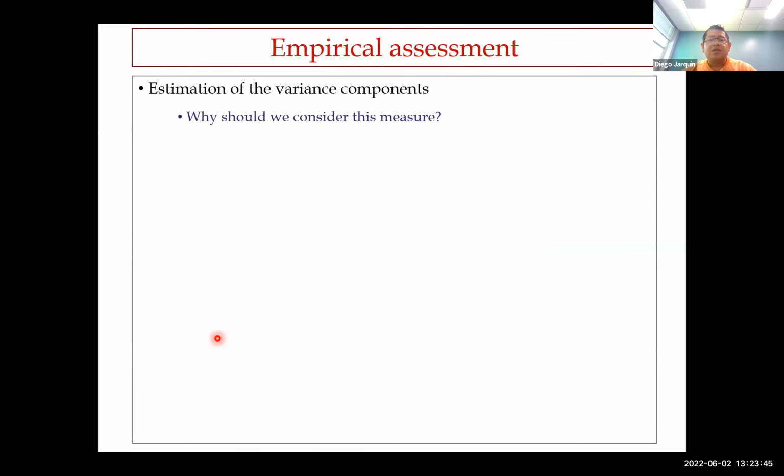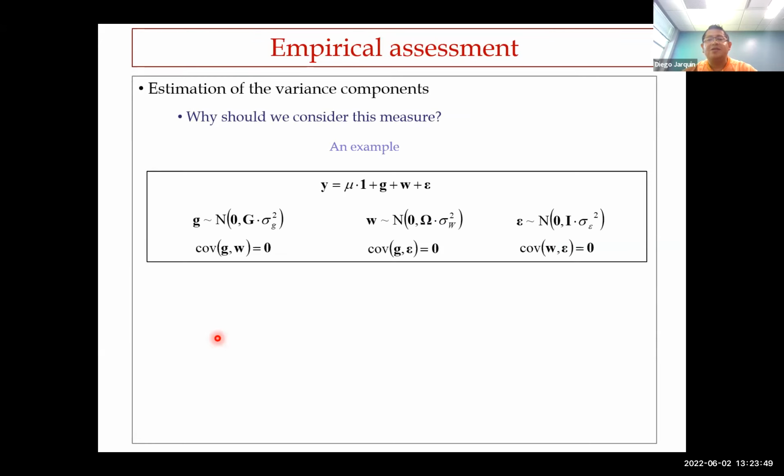Also, we consider the variance components, and one of the questions is why we should consider this measure. And I think this morning, Dr. Lipka talked a little bit about what happens when we are using machine learning methods for genomic selection or GWAS. I really don't remember because I was in another meeting. I didn't see the whole presentation.